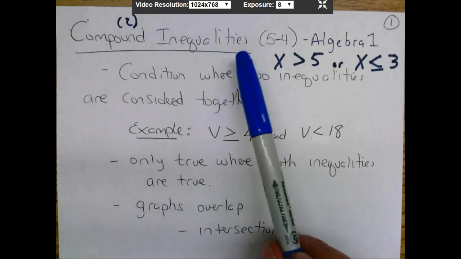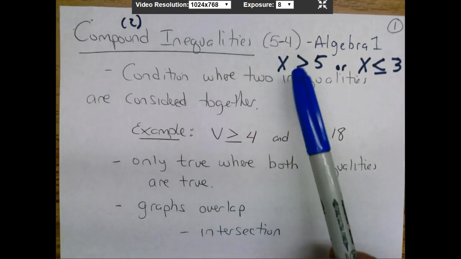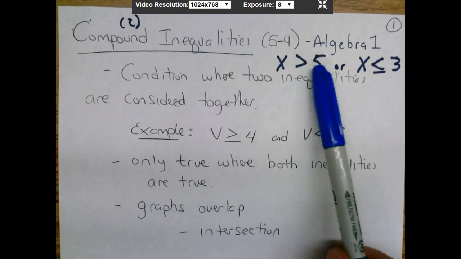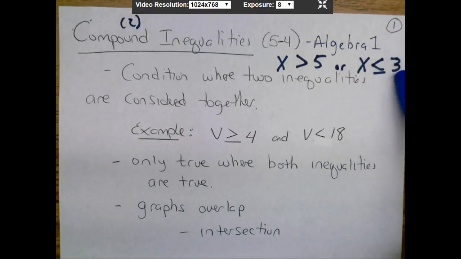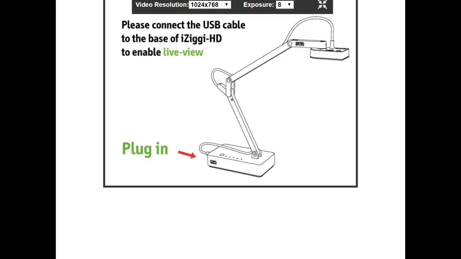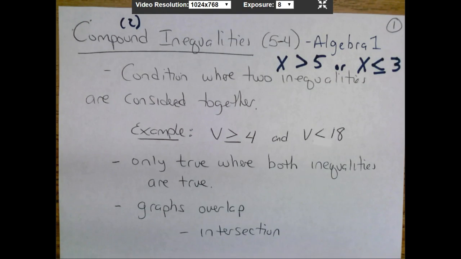Here we're going to look at compound inequalities. We're going to have two of these together. So x is going to be greater than something, and x is also at the same time going to be less than something. So you can kind of see the definition there. Consider two inequalities together.